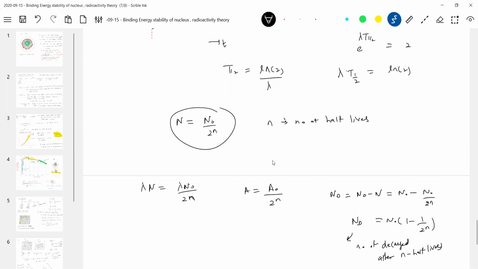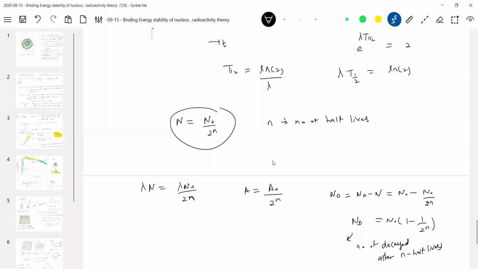Do remember, the number decayed after n half-lives, you should not write N naught by 2 to the power of n. That is the number present, the number survived after n half-lives. How many nuclei decayed after n half-lives? You should write N equal to N naught times 1 minus 2 to the power of minus n. So these are some generalized formulas which will be useful.